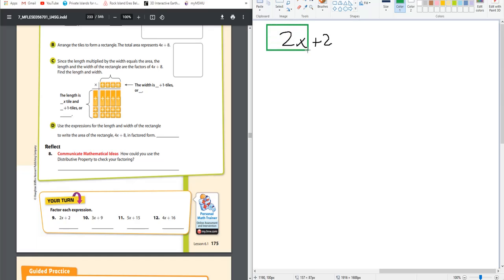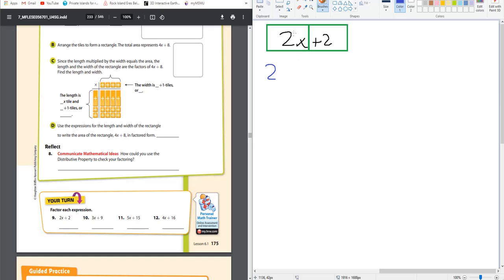Again, if you don't need these boxes, you don't need to make them. These are not mandatory. I'm going to take my terms and ask, what can I divide both of my terms by? Well, it looks like I can divide both of them by 2. So I'm going to pull that 2 out and divide.